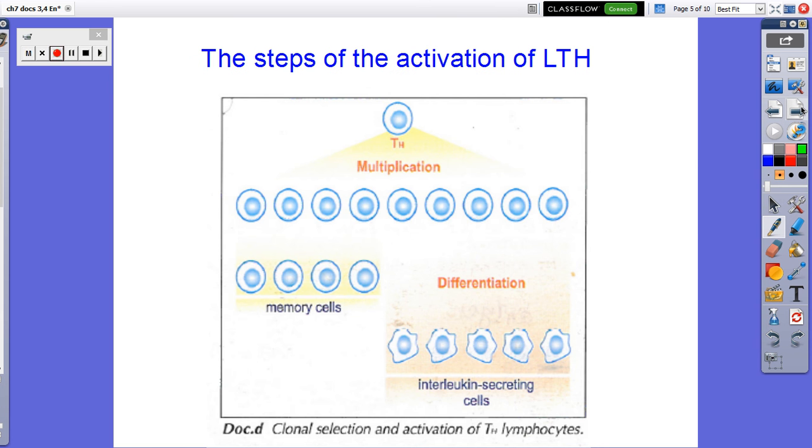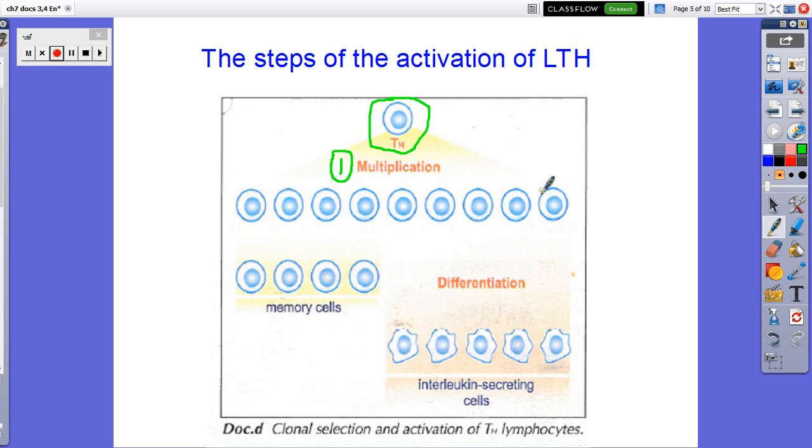Concerning the steps of the activation of T helper lymphocytes. When a TH is exclusively selected due to the specific recognition with an APC carrying on its membrane HLA class II plus non-self antigen, the first step of clonal selection, or the first step of activation, is named multiplication, or proliferation, or mitosis.